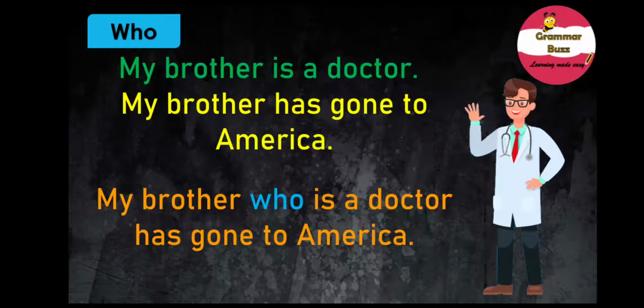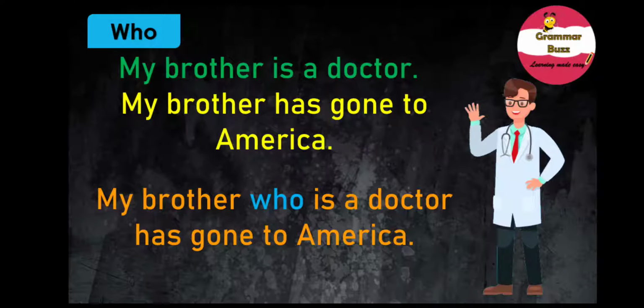So what kind of pronoun is who? Well, who is a relative pronoun. As we already know, a relative pronoun refers or relates to a noun that is placed before it, and it also helps to join sentences. In this sentence, the noun brother is just placed before the relative pronoun who, and who refers to the noun brother, and it also joins the two sentences together. So remember, who is a relative pronoun.